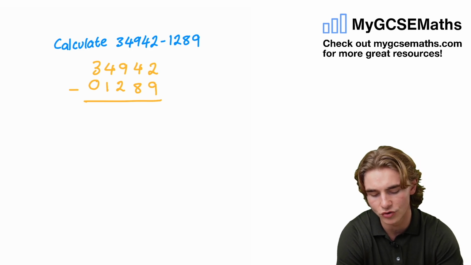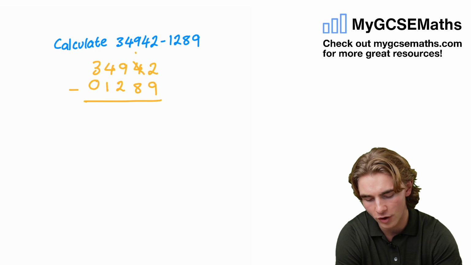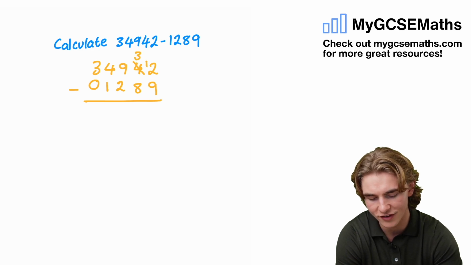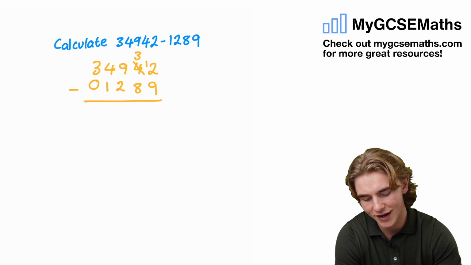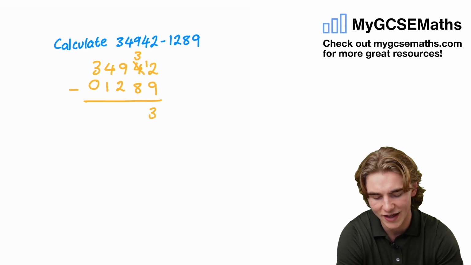So because we can't do 2 subtract 9, we're going to turn this 4 into a 3. We're going to borrow 1 from it, and we're going to write a 1 in front of our 2, giving us 12. We can do 12 subtract 9. 12 subtract 9, guys, is going to be 3. So we can write that in.